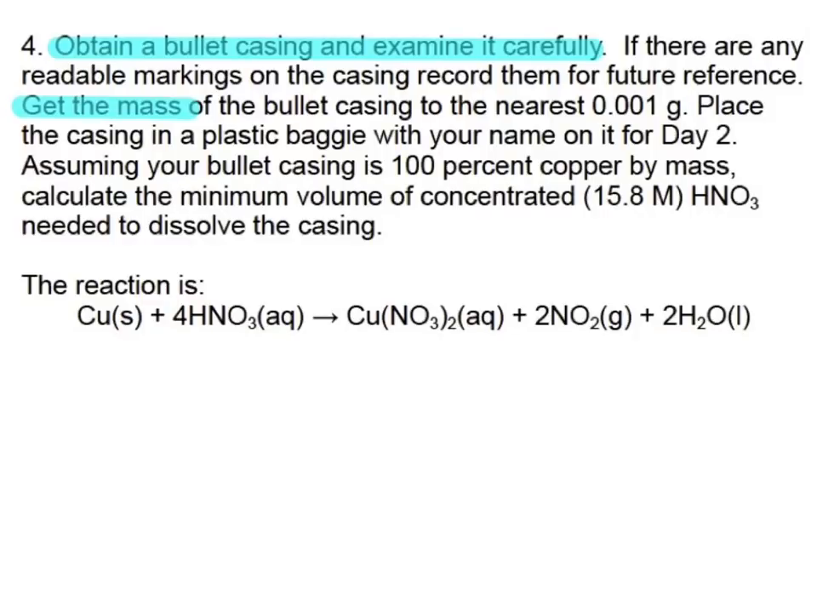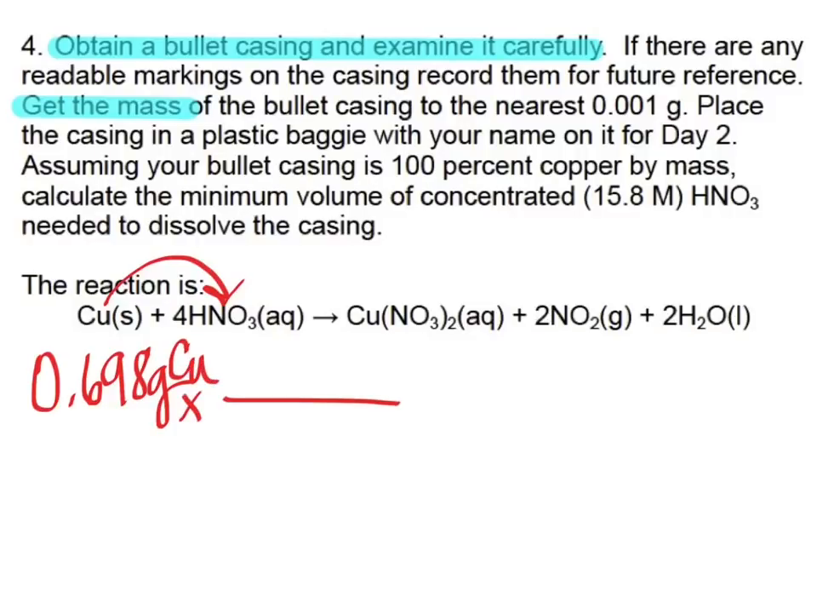So get the mass. I am going to go with what I did over the summer. The mass of my copper was 0.698 grams. So my little bullet, it was a little 22, was 0.698 grams. And I want to know how much nitric acid I need to fully dissolve that. So I need a stoich from the mass of my bullet to however much nitric acid I need. So we're in grams of copper. We're assuming it's 100% copper.